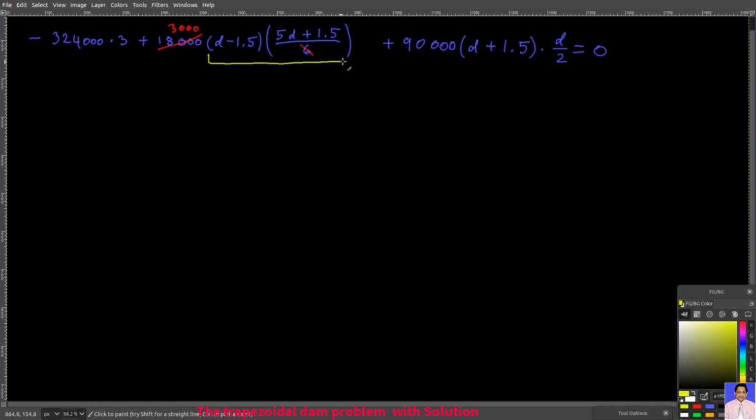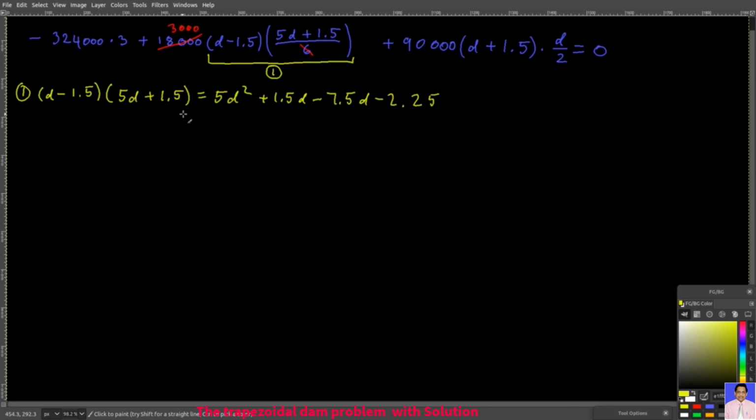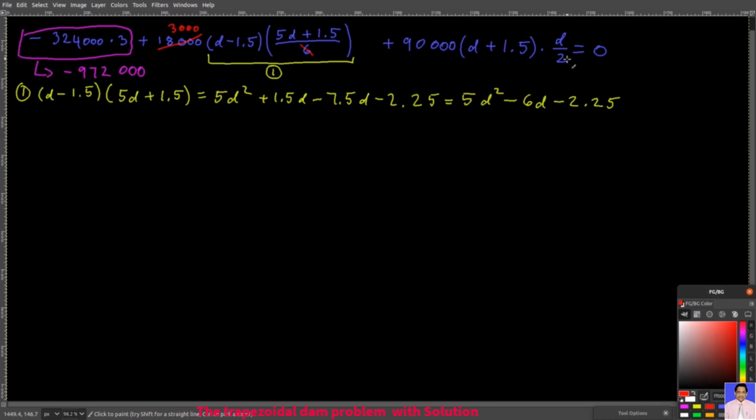Then we can take this section here, let's call it 1. I'm going to rewrite it here. If I open up the parentheses, then I will have this expression. And so what I can do now, I can take this term and I can say that it's minus 972,000. Then in this term, notice I have 2 here, which means that in here I can write 45,000.